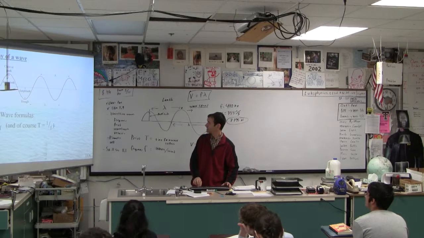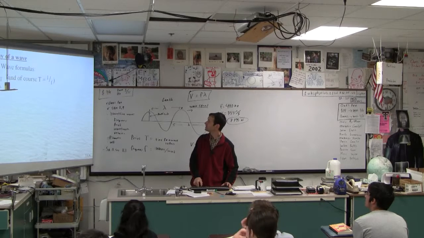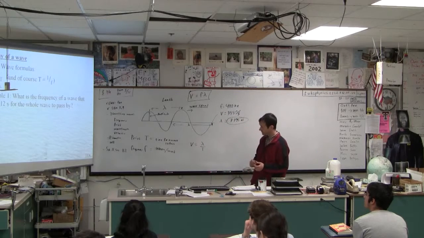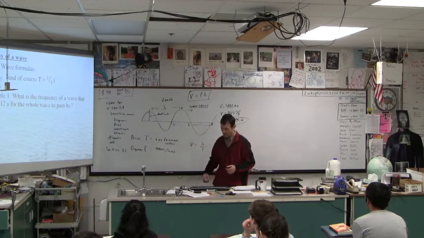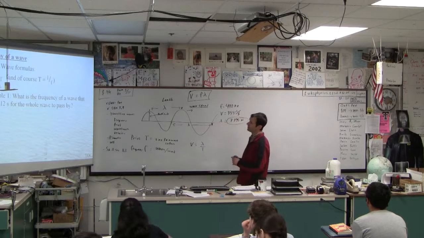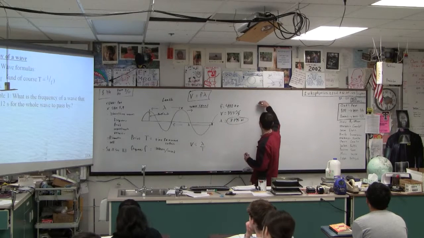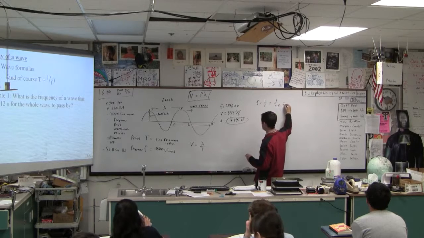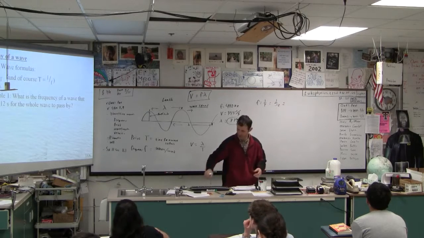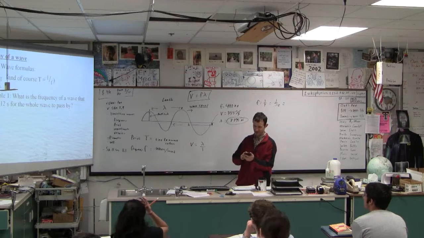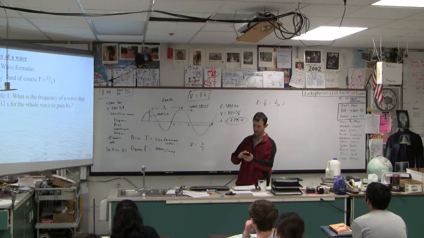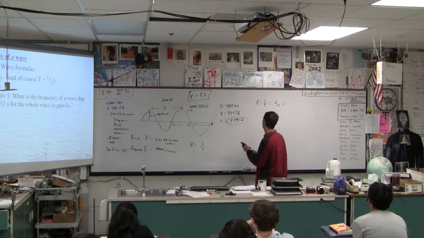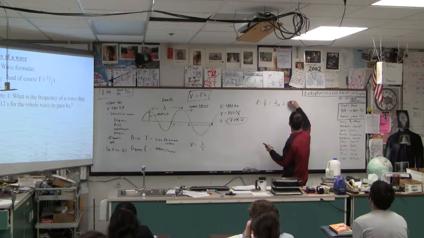Basic wave formulas, yay. We've got those. Okay, what is the frequency of a wave that takes 0.12 seconds for the whole wave to pass by? Well, if 0.12 seconds passes by, then the frequency is going to be 1 over the period, right? So 1 over 0.12 is approximately 6 million? I'm kidding. 1 divided by 0.12 is 8.3333 hertz.